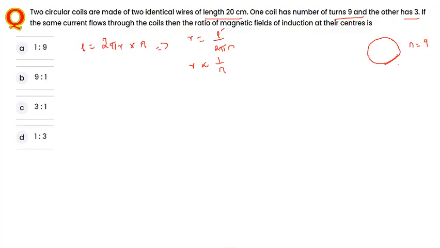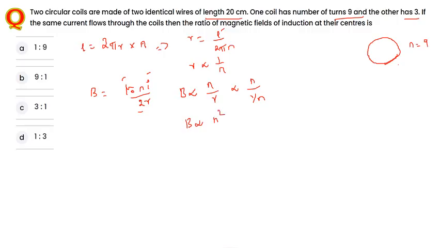Next, the magnetic field induction at the center, B, is equal to mu naught N I divided by 2 into R. Here mu naught is a constant, I is also constant since it is the same current, and 2 is also constant. So B is proportional to N divided by R. Already we know R is proportional to 1 by N, so N divided by R is again N squared. So B is proportional to N square.